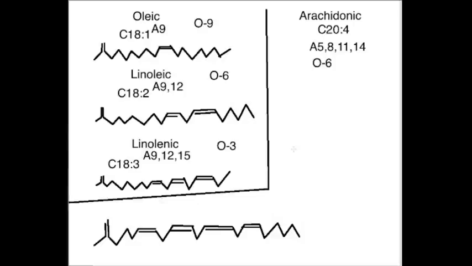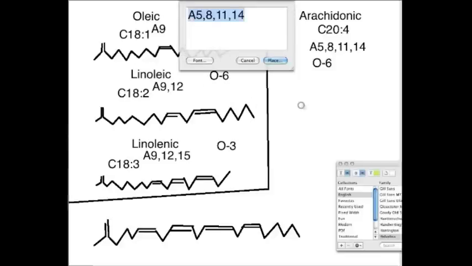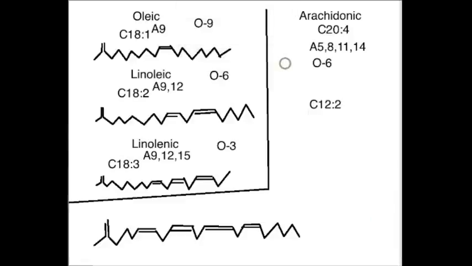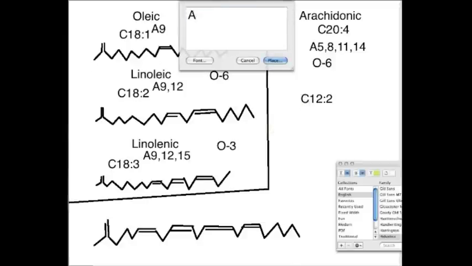Other than the common names, you do run into some other things, but the easiest way to know if you have to draw something you don't know is just, it's C, number of carbons, colon, number of double bonds, and then delta, where the bonds are. So I just said 12, so I'll just say there's one at 9.